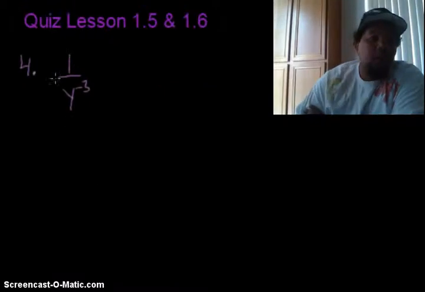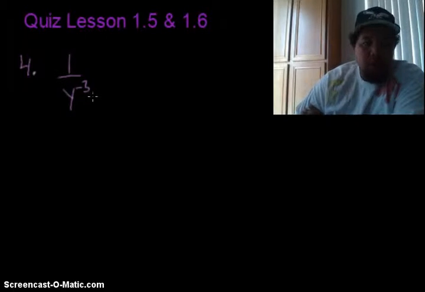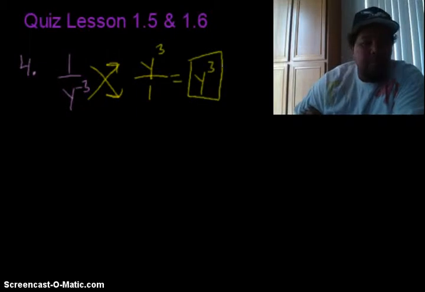Okay, number 4, we want to write the expression using a positive exponent. So again, we're going to use the negative exponent rule, which means take the reciprocal to change the sign of the exponent, flipping everything on its end. So y now is going to have a positive exponent, leaving us with y to the third power.